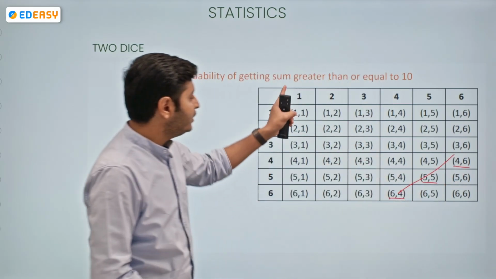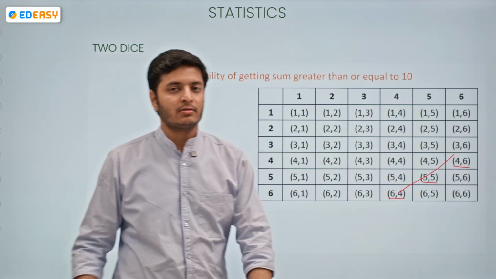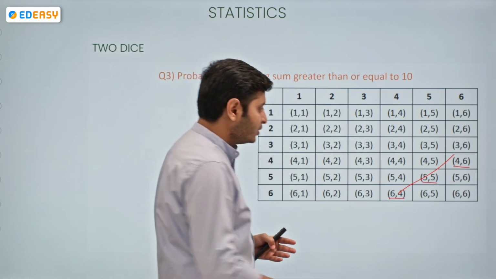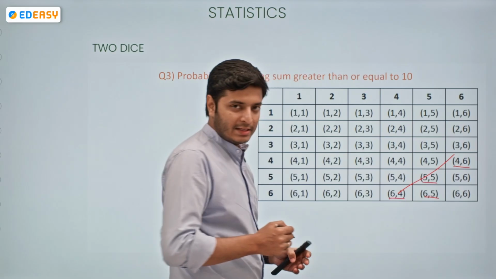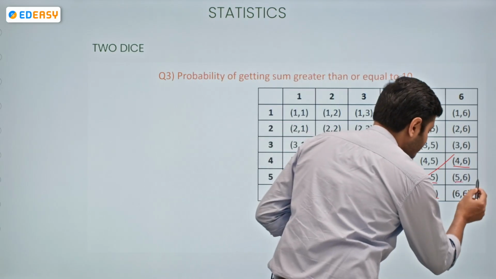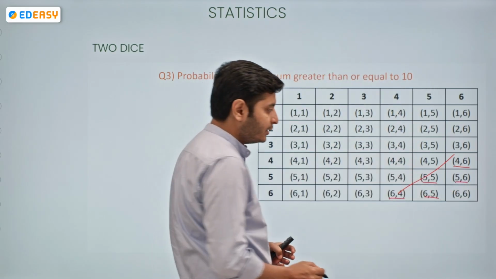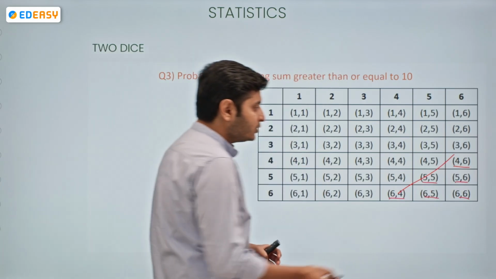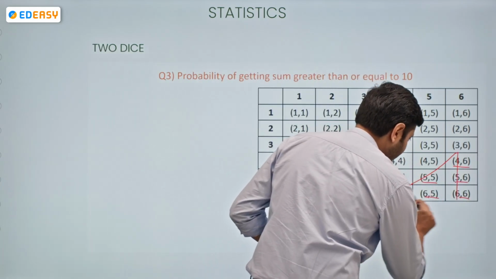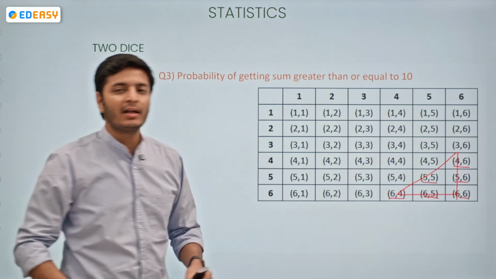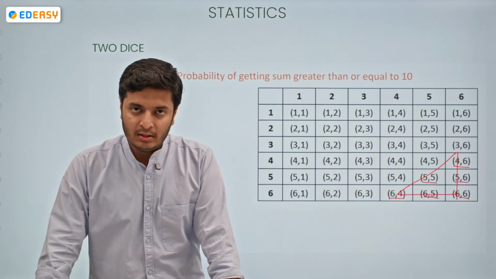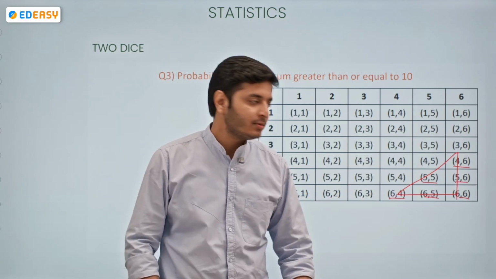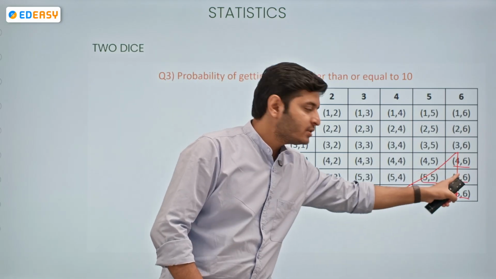But we need to include those observations also where we have a sum greater than 10. So 6 plus 5 is 11, greater than 10. 5 plus 6 is also 11, greater than 10. And 6 plus 6 is 12, greater than 10. So all the values in this triangle have a sum of either 10 or greater than 10. So how many such outcomes? 1, 2, 3, 4, 5, 6.